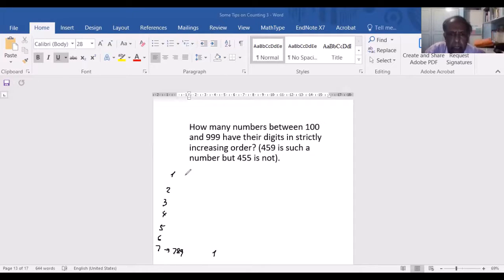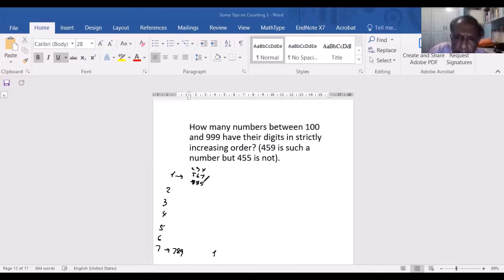But what about these now? How many of these numbers start with 1? Well, you've got 8 numbers to choose from: 2, 3, 4, 5, 6, 7, 8, 9. Right, 1 is missing. So, oh, I'm counting 7 twice. Okay. So 5, 6, 7, 8, 9. So the 8 numbers here.